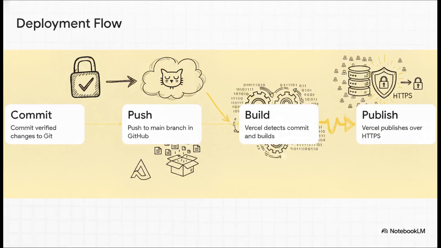For deployment, we've set up a fully automated continuous integration pipeline from GitHub to Vercel. It's incredibly straightforward. Anytime a verified code change is pushed to the main branch in GitHub, Vercel instantly detects it. It installs dependencies, generates the optimized Angular files, and securely publishes the app over HTTPS. It's a modern, low-friction way to get updates out to users with almost zero manual effort.